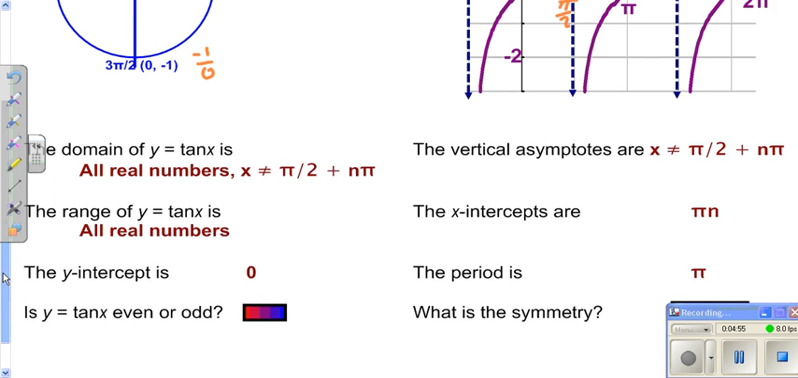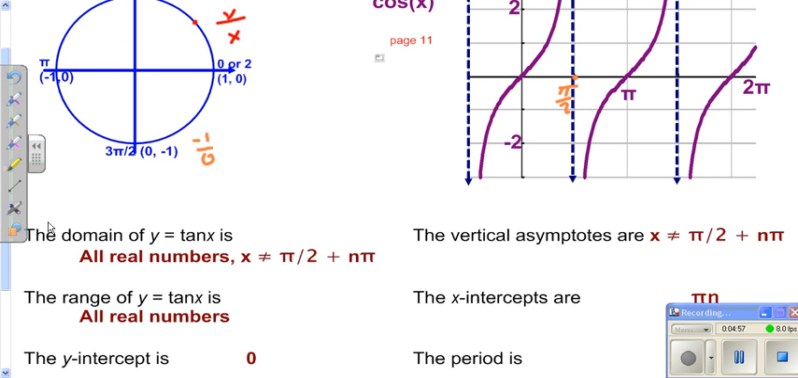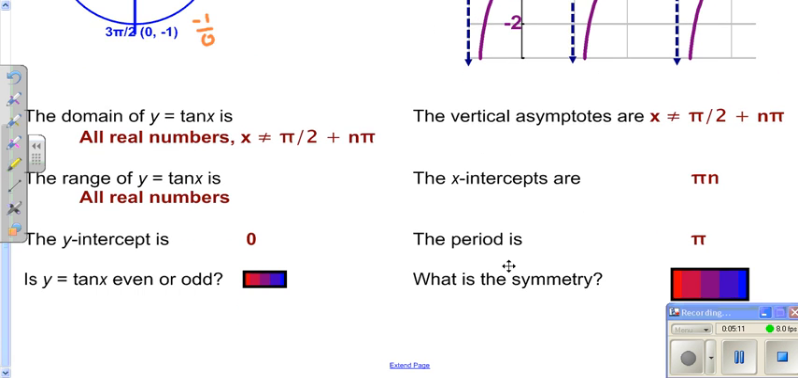When we're talking about our symmetry here, it's not symmetrical about the y-axis because each side isn't the mirror image over the y-axis. But if you would take this here, rotate it about 180 degrees about the origin, you would get this down here. So it is symmetrical about the origin. When it's symmetrical about the origin, it's an odd function.